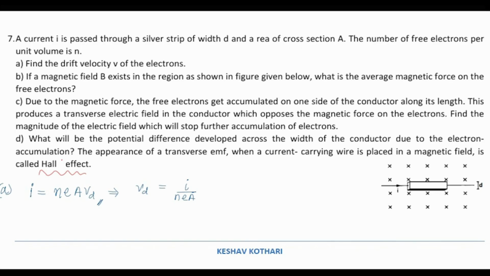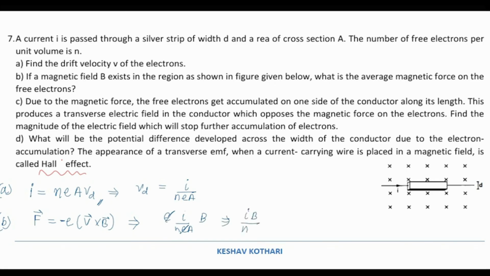Now the question is asking what is the magnetic force which is acting on it. So if we calculate the magnetic force on the electron, the force on a charged particle can be written as F vector is equal to e(v cross B). Since it is an electron, we put a negative sign here. So we can write it as e, the value of v which is I upon neA, and B. We cancel this out and obtain the value of force as IB upon nA.